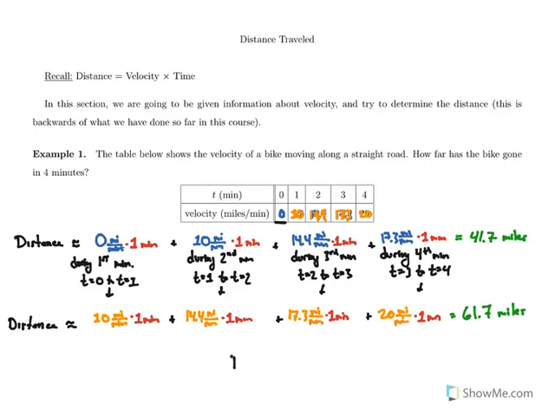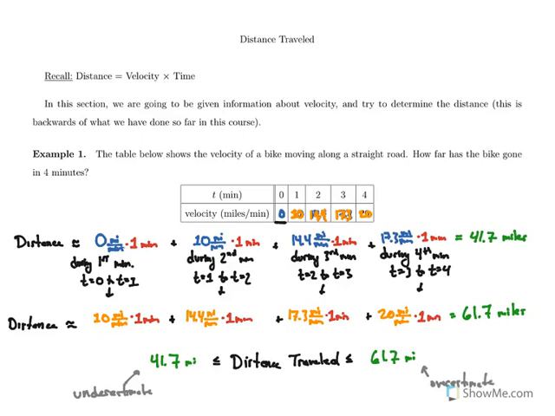So here we can say that the actual distance traveled is going to be trapped in between the 41.7 and the 61.7 miles. We're going to say that this first one is an underestimate, and the second one was an overestimate.